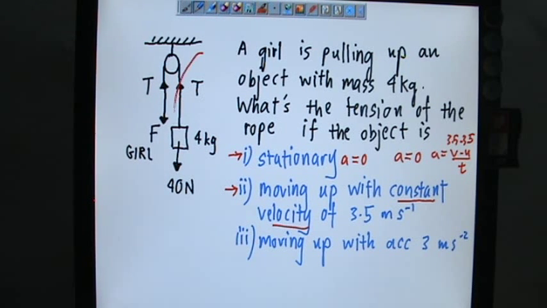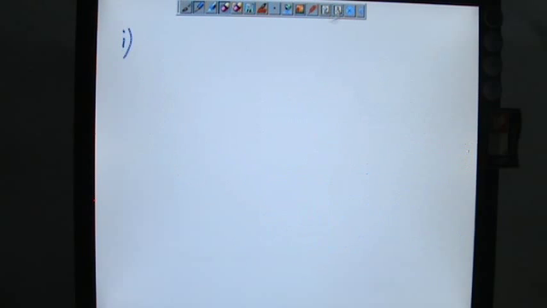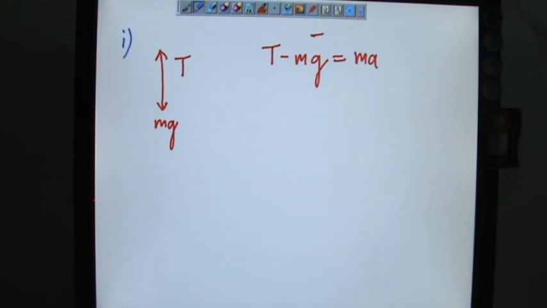So we must consider this part. We try in a new page. We must consider the fact that when the object moves up, there's a T going up and there is an mg coming down. So if you are able to pull up, you have to write T minus mg equals ma. This comes from F net equals ma. We need to find out the net force that is able to pull this up because of a girl pulling here. So T is the same, so T minus mg equals ma.